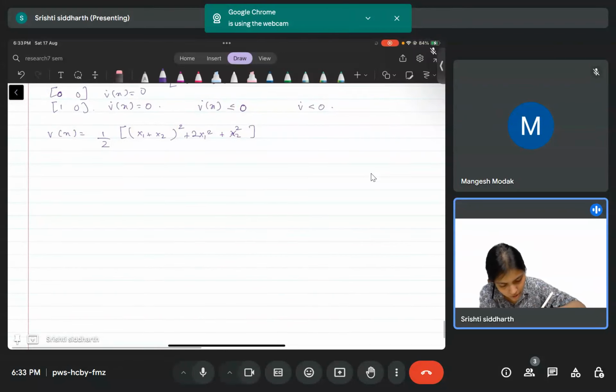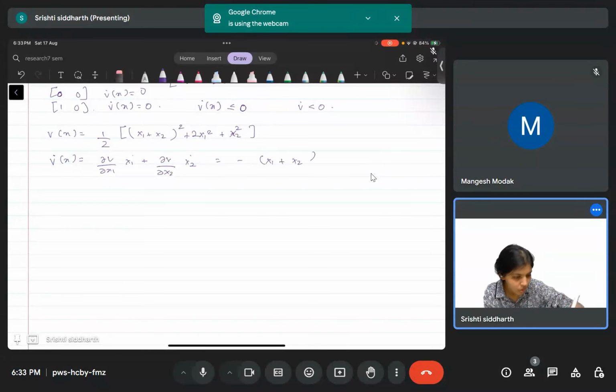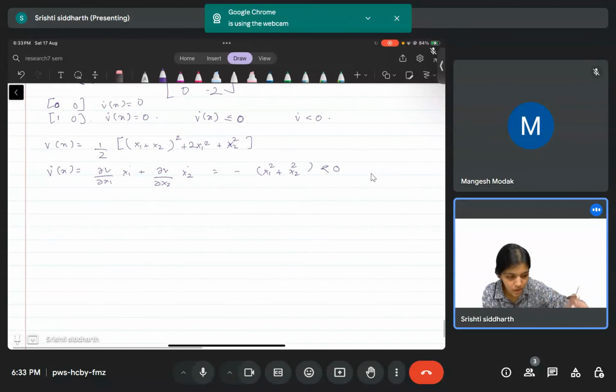So now you can check. I'm going to write this down. V dot of x is del V by del x1 times x1 dot plus del V by del x2 times x2 dot. This is exactly negative definite. And now you can comment on the equilibrium being asymptotically stable.